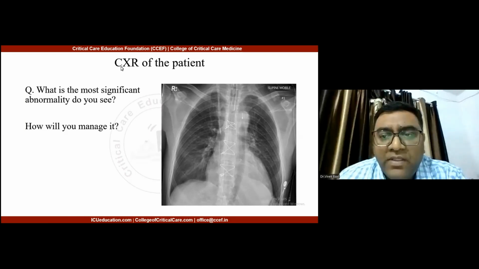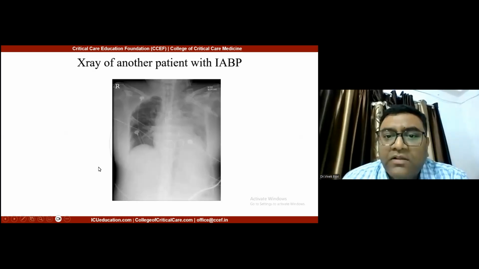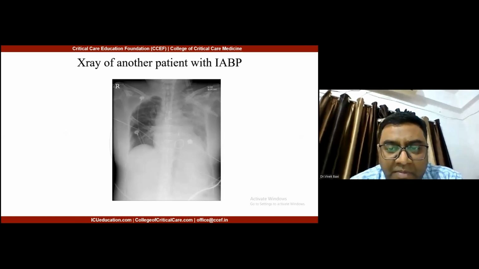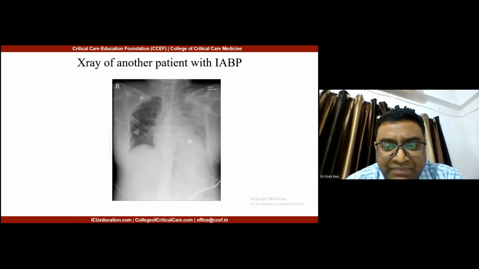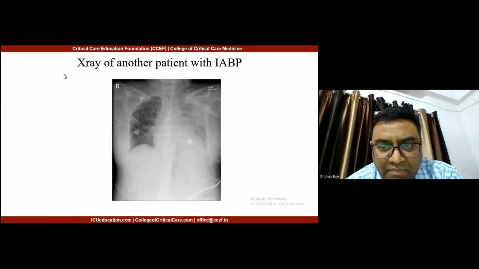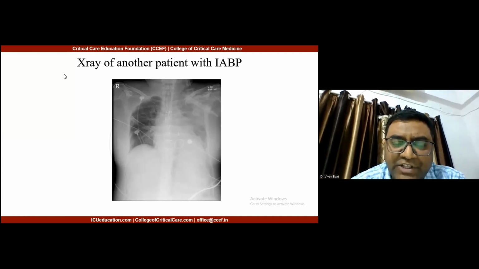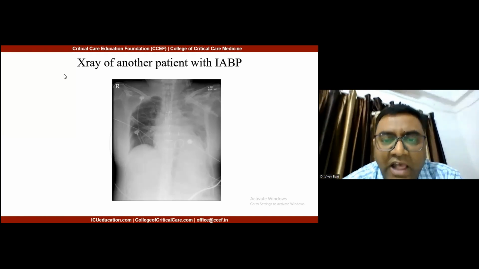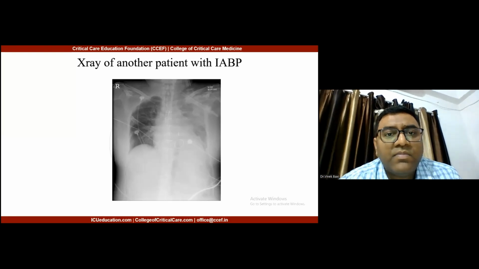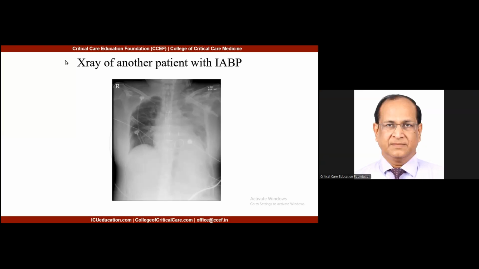Moving forward, here is an X-ray of another patient with IABP. What do you think? Please type your answer in the chat box. It's an X-ray of another patient, not this patient, but I just put it over here for the clarification of your IABP knowledge. What's the most significant abnormality? There are many, but which is the most significant one you would be worried about?